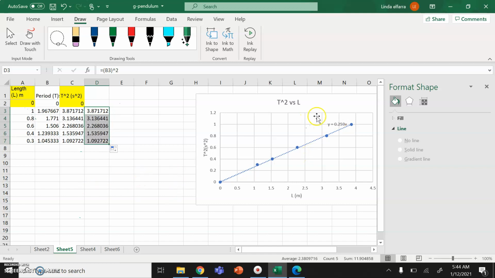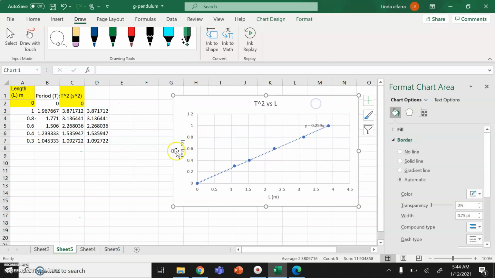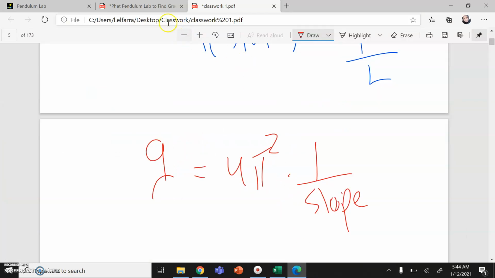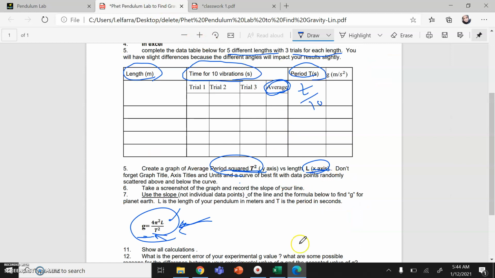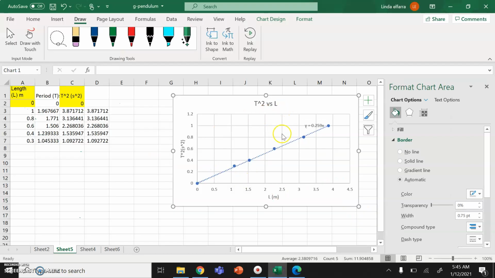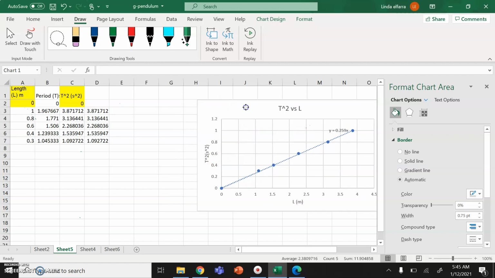Right. I need to graph a relationship between T square on the y-axis and L, exactly as it's written here. It's written here, T square versus L. You continue. I need this. You see the graph? I have here the axes, L in meter, T square in second square. Everything is clear for me. I need the same graph.